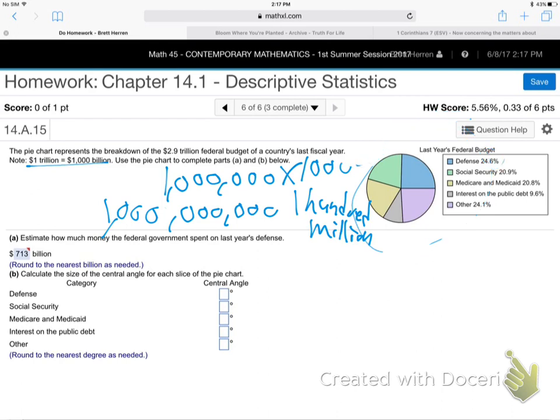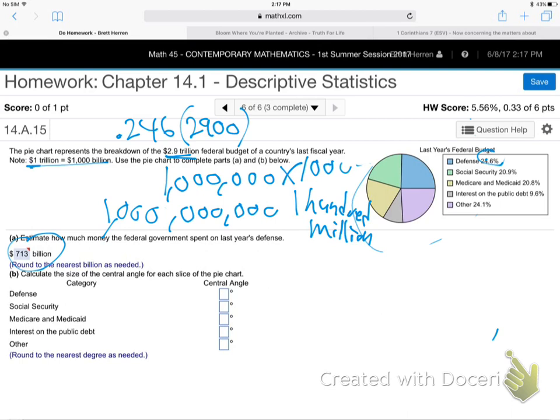When they say over here that 24.6% is on defense, so what does that mean I'm going to do for this question? I'm going to take 0.246, the defense, times what? Oh, 2.9 trillion. I'm confused. Oh, they want the answer in billions, don't they? So you've got to take that 2.9 trillion and turn it into billions. Multiply it by 1,000. It's going to be 2,900 billion.